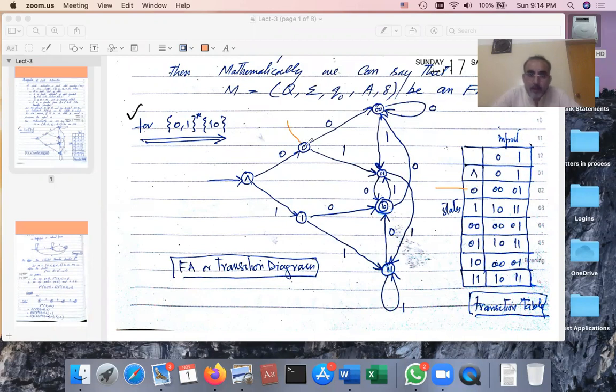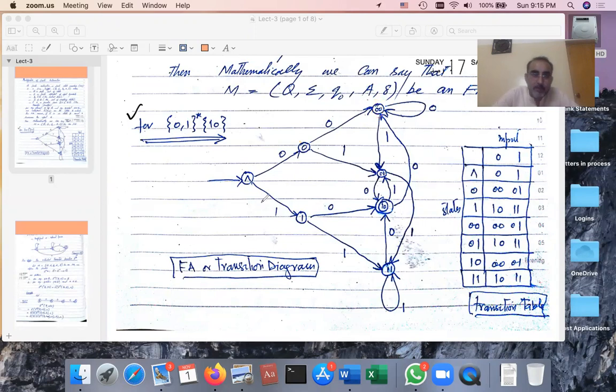So when at state zero, when I will take another zero, this one zero, where I will reach at this state, this zero zero. So I have to write this zero zero here. And when I will take one at zero, where I will reach this state zero one. So you have to write this state. When I will take one, I have to mention that the FA will reach at state zero one. And in this way, you can fill up this whole transition table. So this is the concept of transition table.